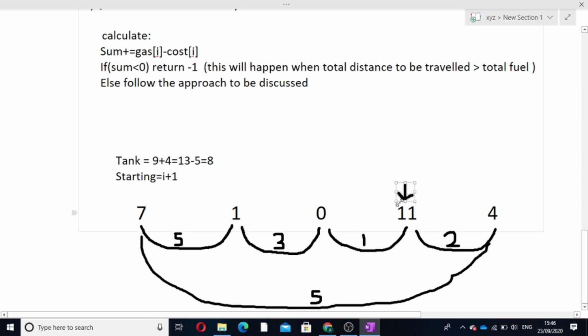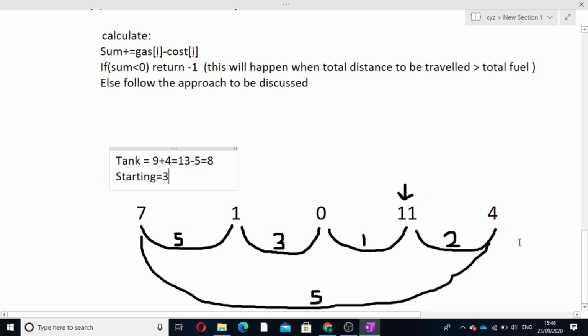So now we can see that when we started from 11, we traversed all the gas stations and again reached 7. So this means that the value at our starting point, that was the third index, can be considered as the starting point.